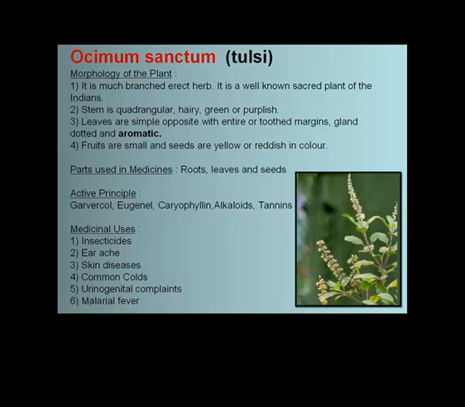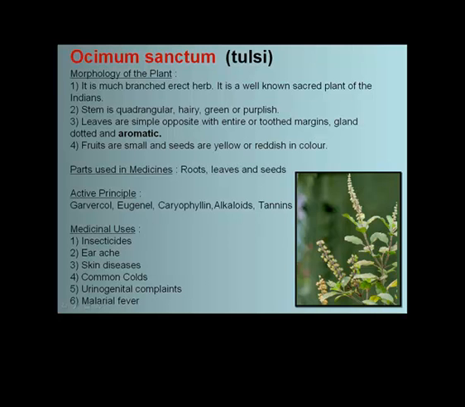Ocimum sanctum. Morphology of the plant. It is a much-branched erect herb. It is a well-known sacred plant of the Indians. Stem is quadrangular, hairy, green or purplish. Leaves are simple, opposite with entire or toothed margins, gland-dotted and aromatic. Fruits are small and seeds are yellow or reddish in color.